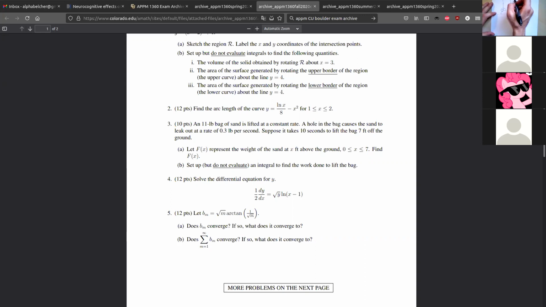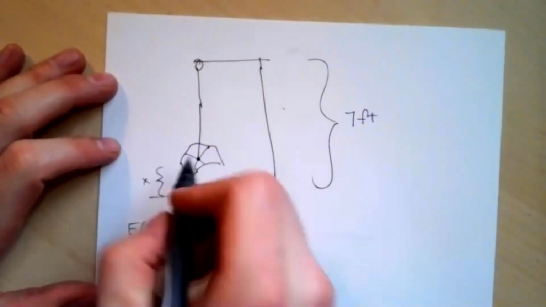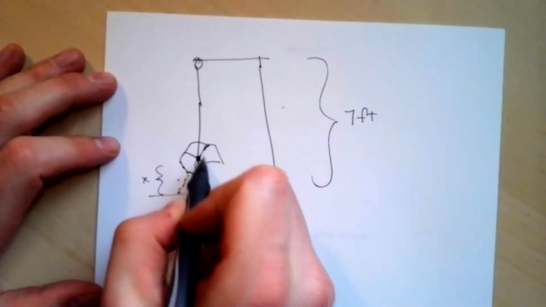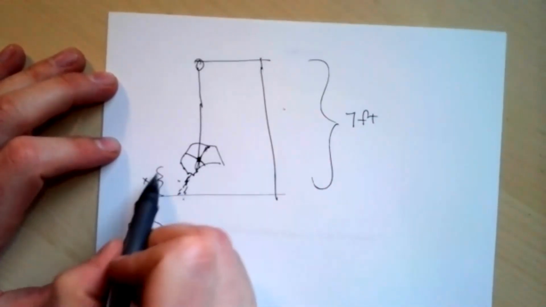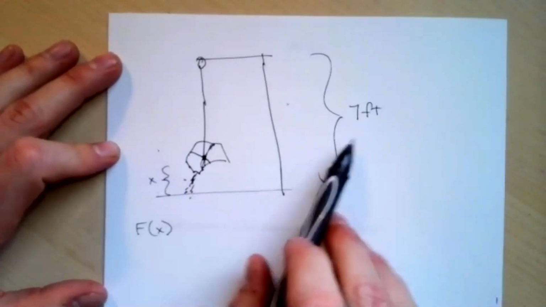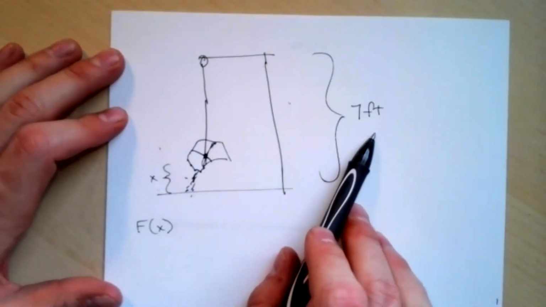Says let f of x represent the weight of the sand at x feet above the ground, between 0 and 7. Find f of x. So here's my picture. This is my bag of sand, some sort of rope around it, and it's leaking sand. It gets lifted a height x. Max height we're lifting is 7 feet.